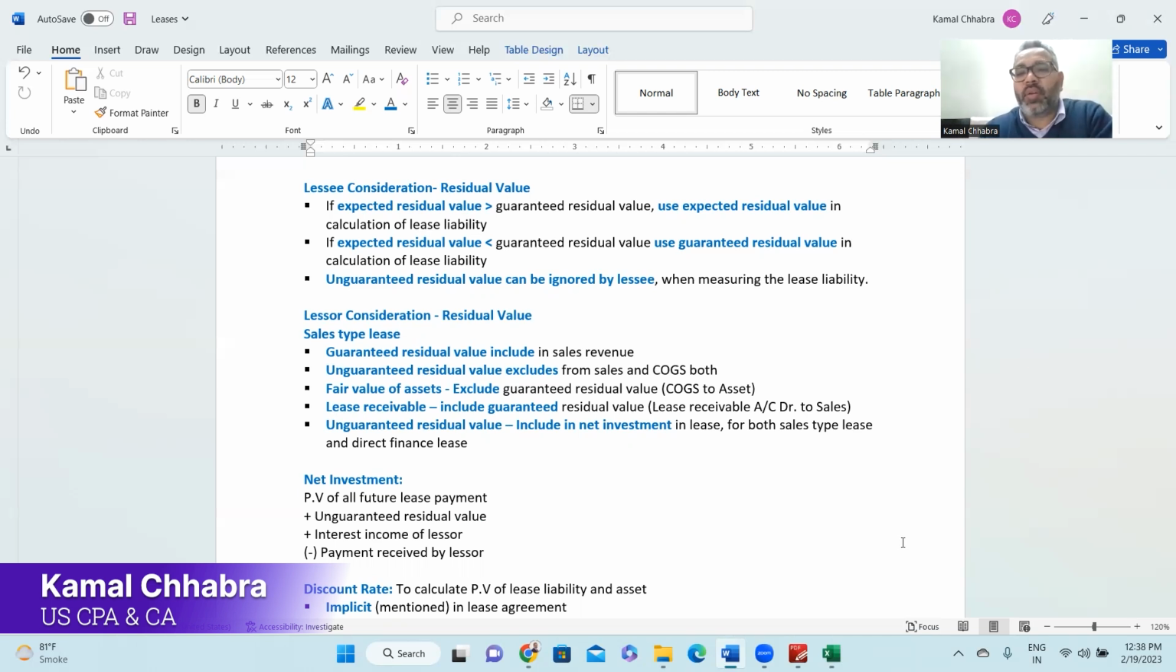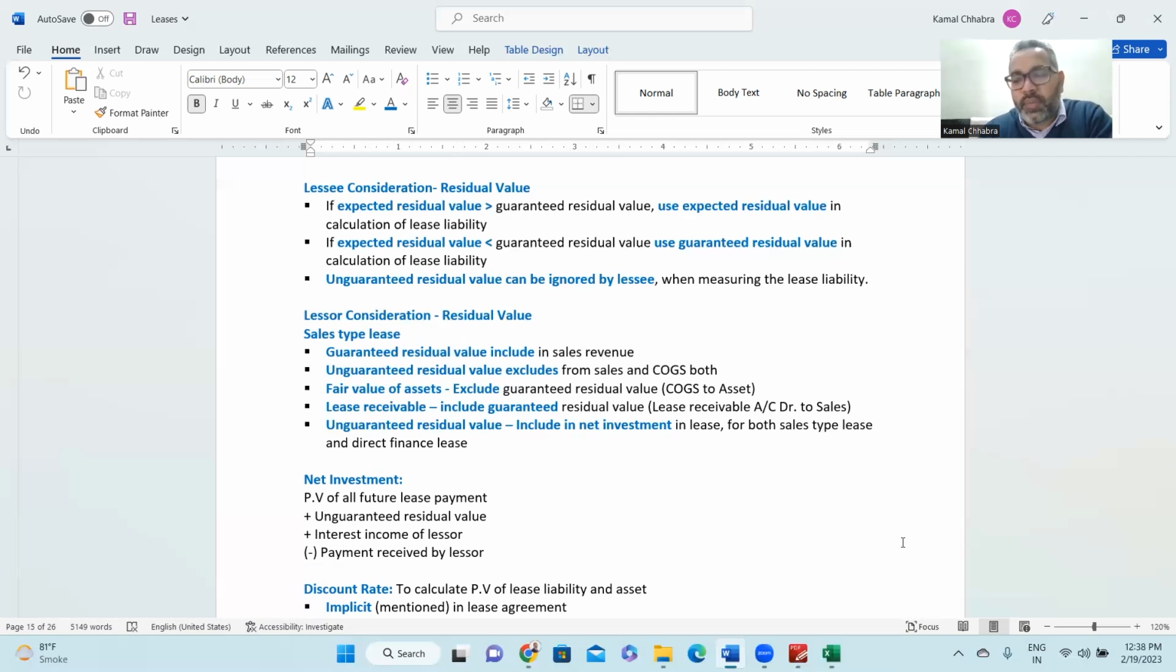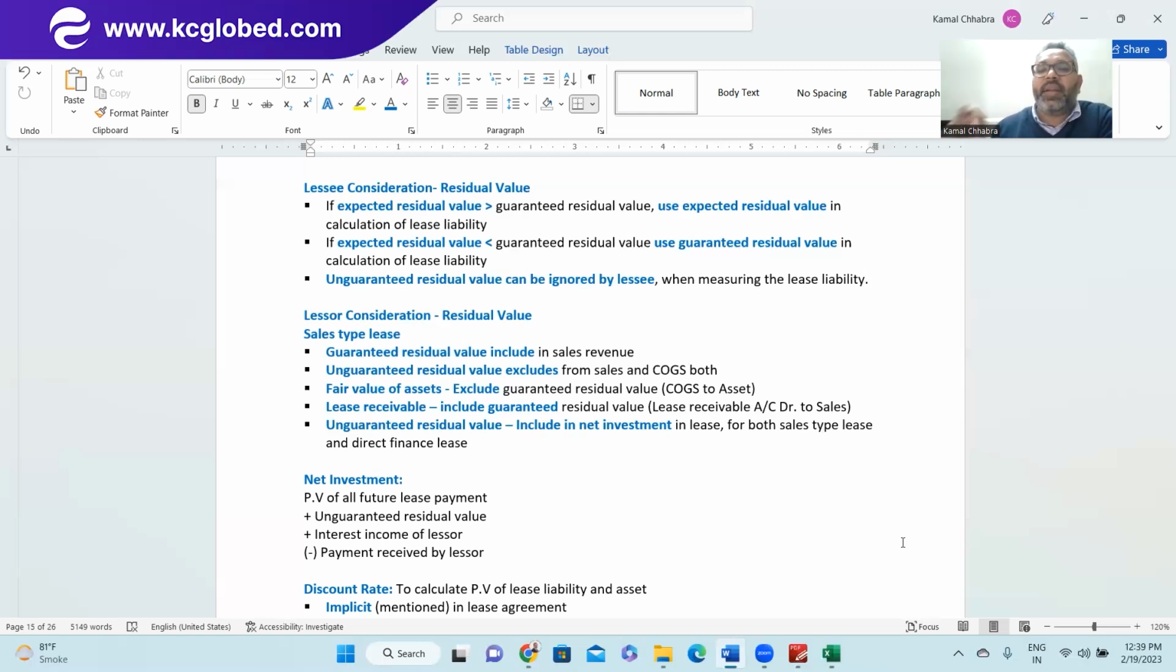So in that scenario, the expected residual value is considered in the calculation of lease liability, right? If the expected residual value, which is $10,000, is less than the guaranteed residual value, for example, if you have guaranteed $15,000 to purchase, in that scenario, as you have committed more than the future expected residual value, that means you have to make the payment, right? Then you need to use the guaranteed residual value for the calculation of lease liability, right?